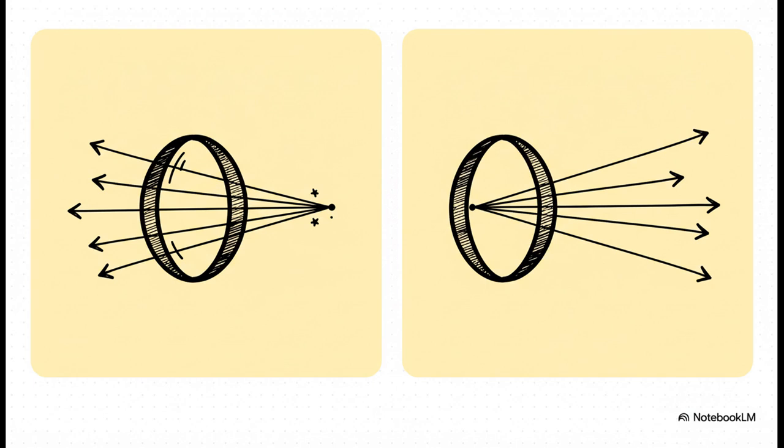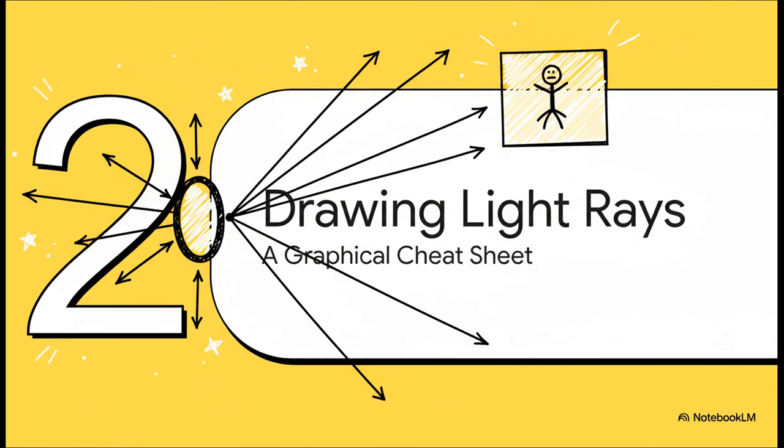It's like with glasses, right? A convex lens helps far-sighted people by focusing light, while a concave lens helps nearsighted people by spreading it out. So we know lenses bend light, but how do we figure out where an image is going to show up or what it'll look like?